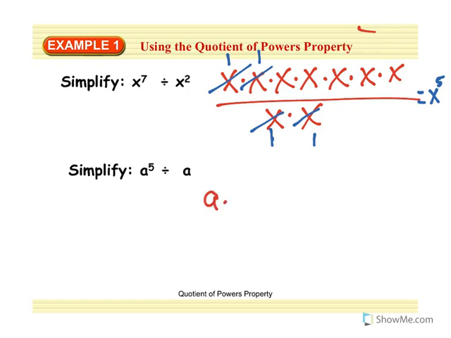And we can do the same thing here. I've got 5 powers of a. I've got 1 power of a. So when I divide out my 1 power of a, I'm left with 4 powers of a.